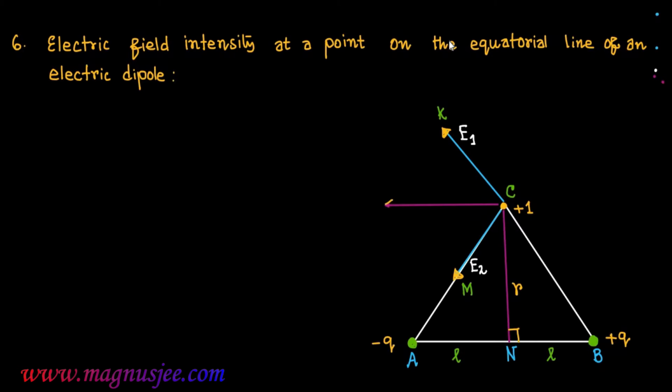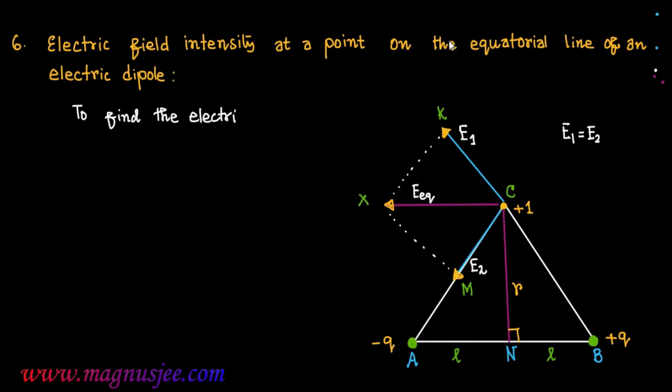We have two field intensities, E1 and E2, at the point C due to plus q charge and minus q charge. The resultant field intensity of E1 and E2 is E_eq. E_eq is the resultant field intensity which acts along CX, towards left. We can draw a parallelogram, and the diagonal CX is the resultant field intensity E_eq of the two field intensities E1 and E2. In the diagram, E1 equals E2, and we can prove that E1 is equal to E2.